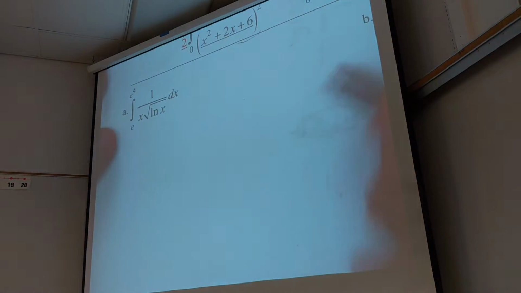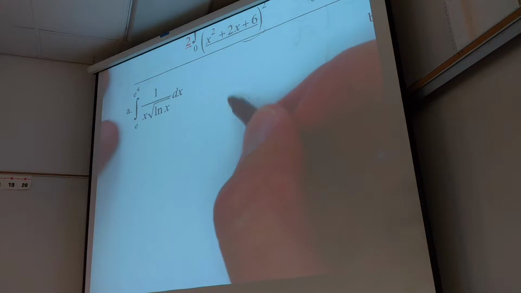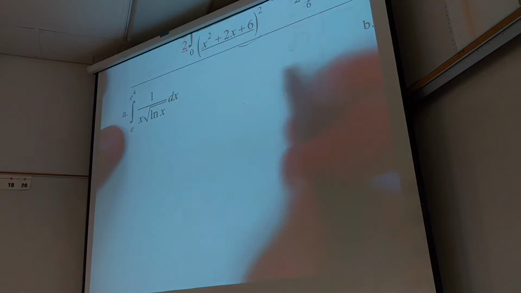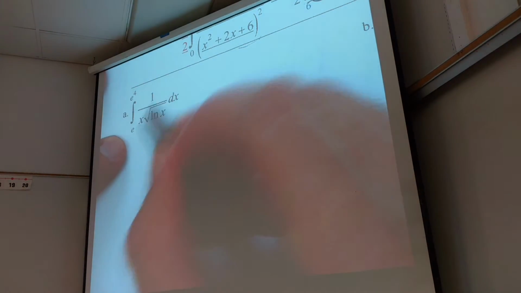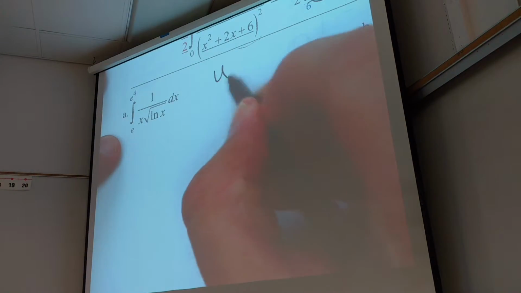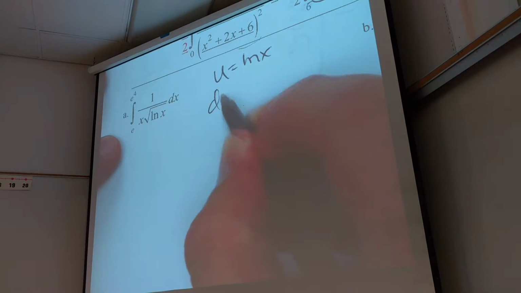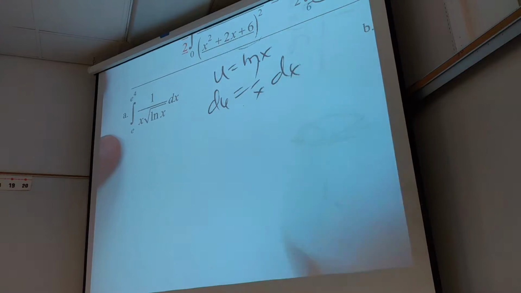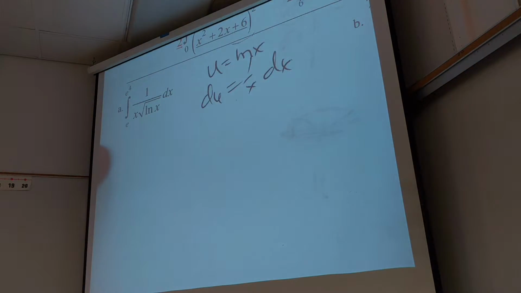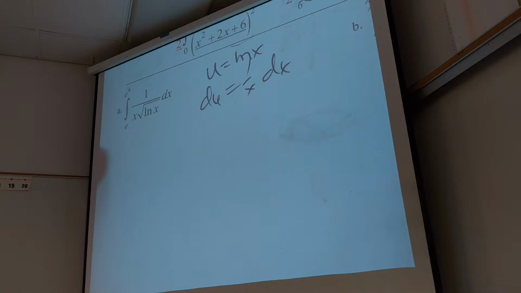Alright guys, let me catch up to you. So what is u going to be? The derivative of ln x is 1 over x. It's in there. Which method are you doing? I'll start with the by the book method.